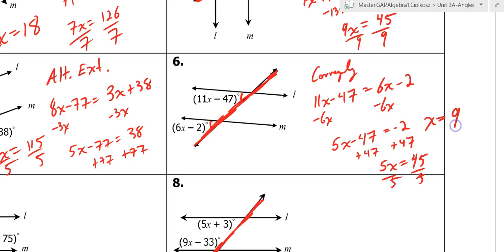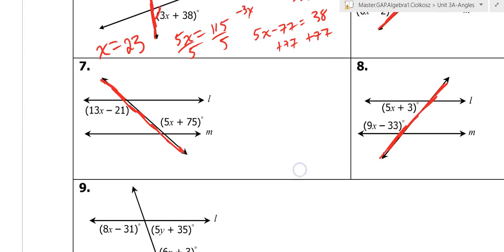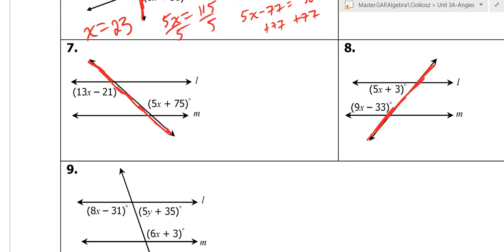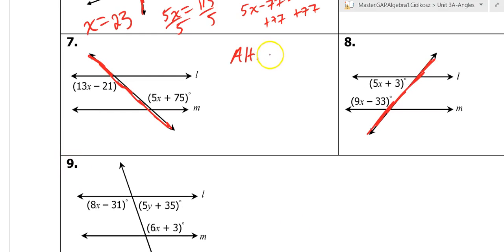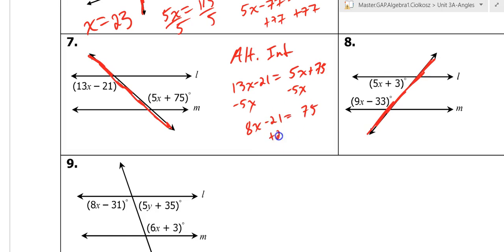Here we get x is 9. Moving it down. Alternate sides. We'll actually do number 9 together too, by the way. And they're interior, so they're equal. You get x equals 2.